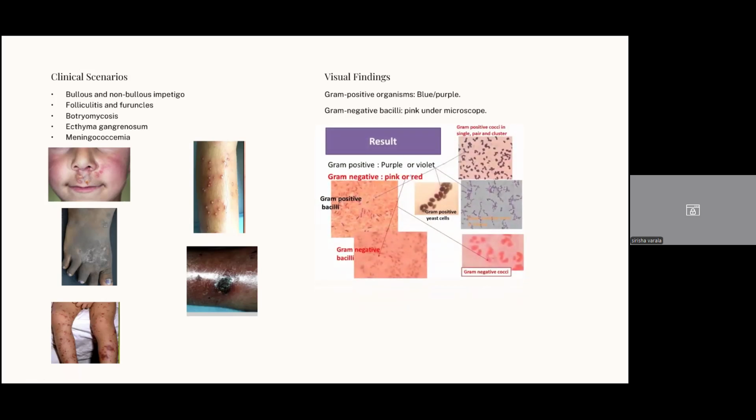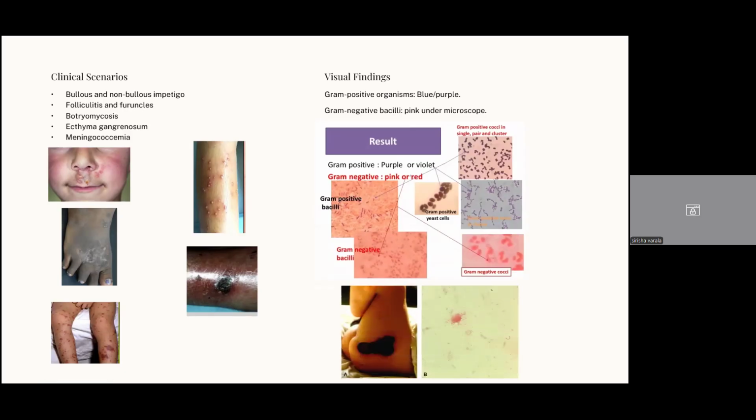So what do you usually see in a gram stain? Either gram positive organisms or gram negative. First you see whether they are pink colored or blue colored. Blue or purple colored are gram positive, pink are gram negative. Again, you see whether they are cocci or bacilli. Cocci are round and bacilli are rods, based on which we will decide the antibiotic therapy.